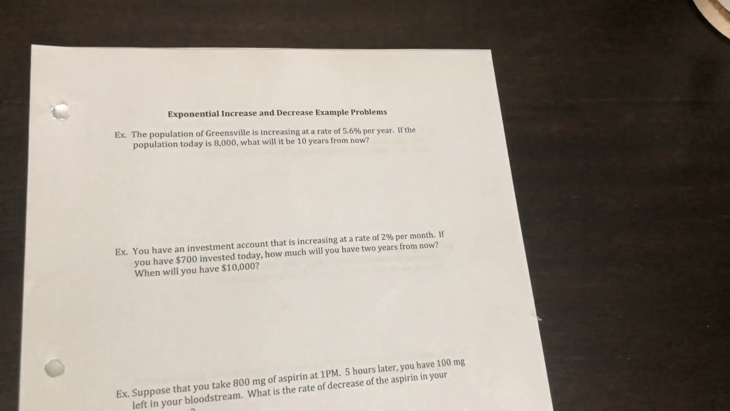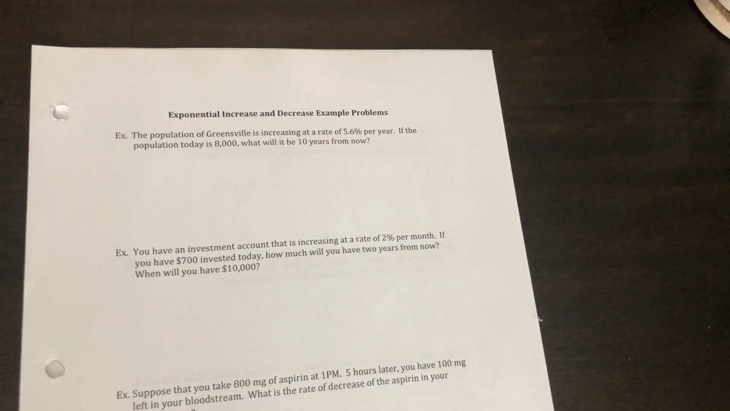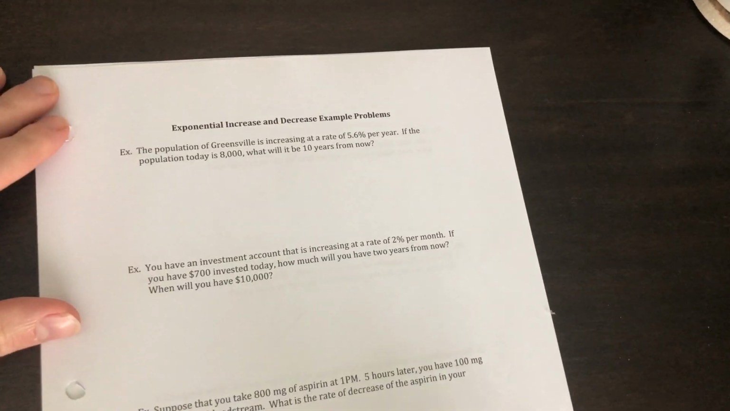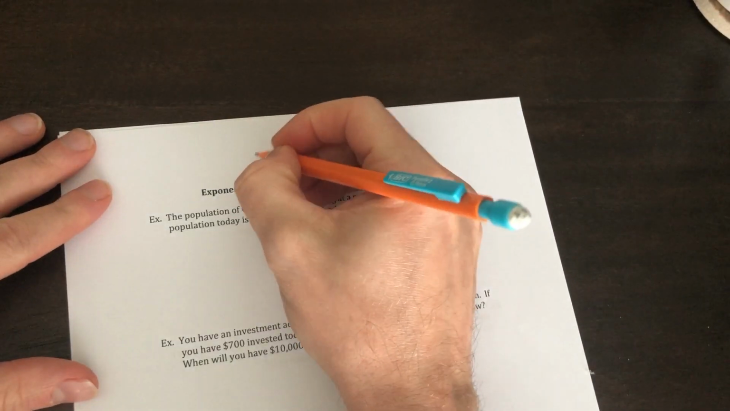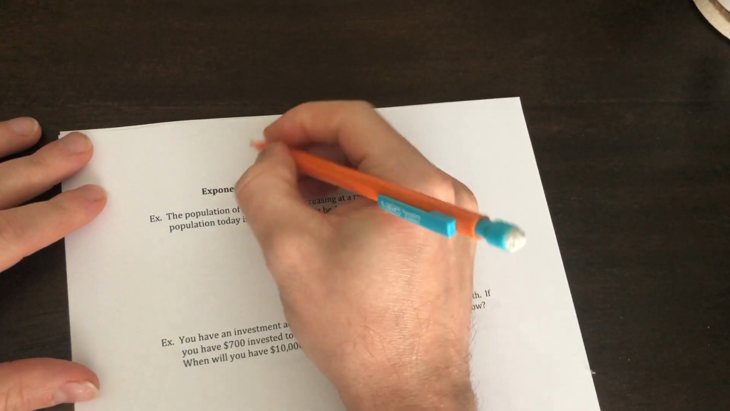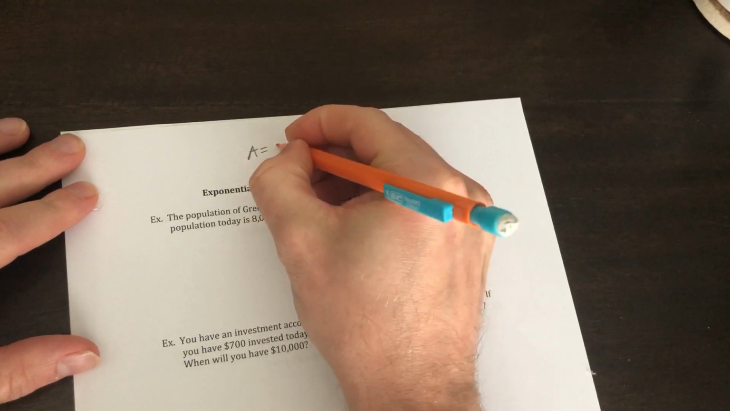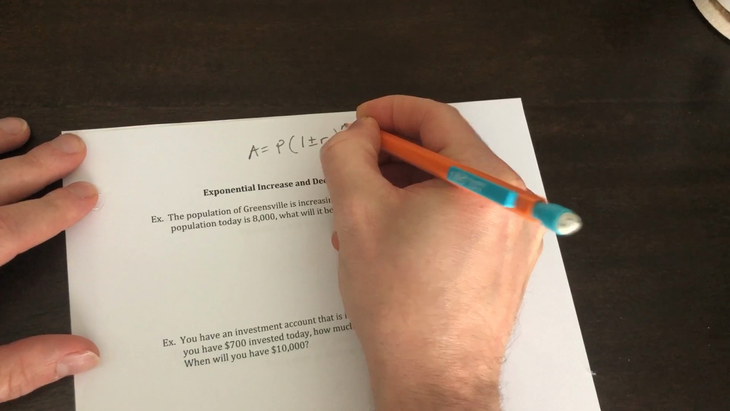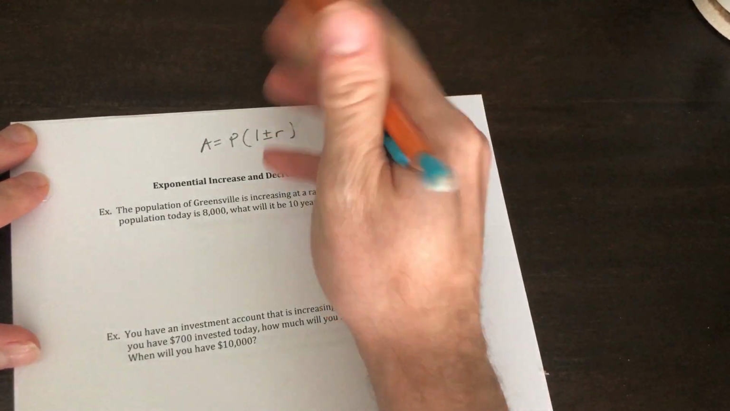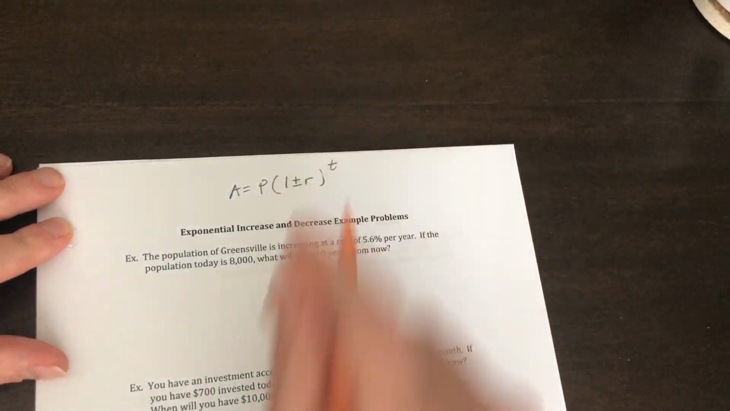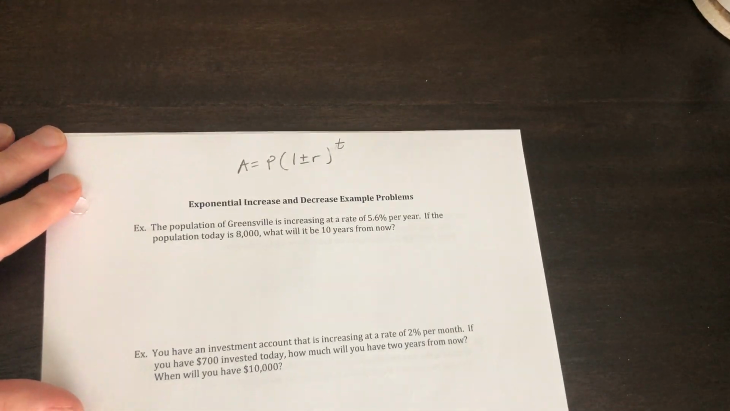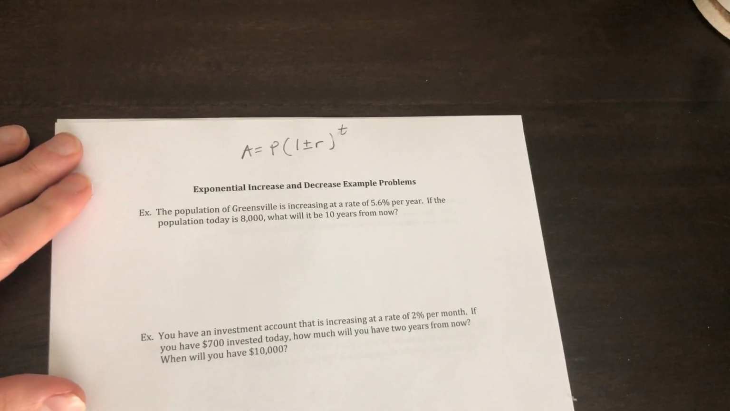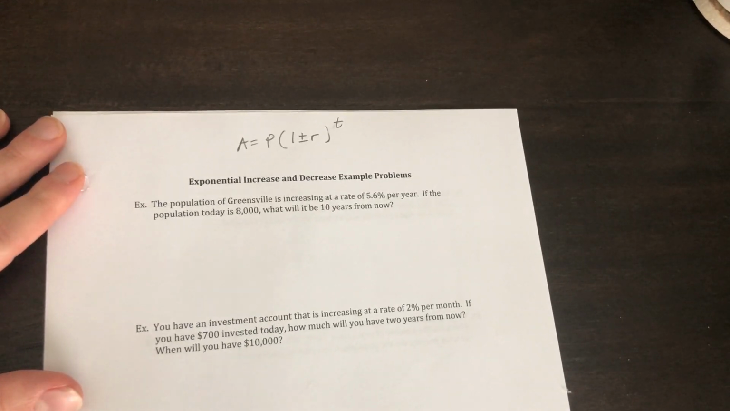Okay guys, so this is going to be our lesson over exponential increase and decrease example problems. So pretty much like what we did before with interest problems, the formula looks like this for increase and decrease. No, there's no n in there. It's just r and t like that. Now, if your rate is negative, it's going to be a decrease problem. If it's increasing, it's going to be positive. So you just kind of got to deal with it that way.